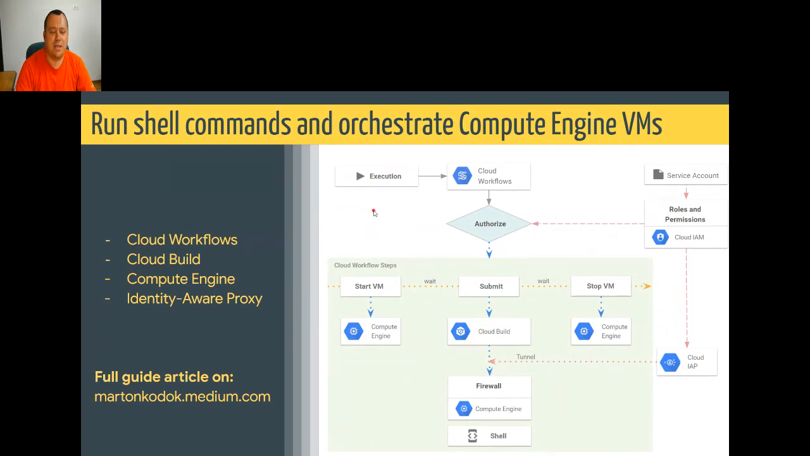In a much more expanded view, you have an execution of the Cloud Workflow. You have an authorization phase. The authorization uses a service account and the roles and permissions to run this whole pipeline, and also has access to Cloud Identity-Aware Proxy. The Cloud Identity-Aware Proxy will create the tunnel to access and run Compute Engine and the shell command on it. And of course, you could have a pipeline where, for example, you start the VM and you stop the VM once the step is done. So it's extremely helpful for doing interesting stuff and running all sorts of automation, like running cron jobs, but cron jobs that are not part of the VM, that are part of the cloud itself, in order to do much broader tasks.